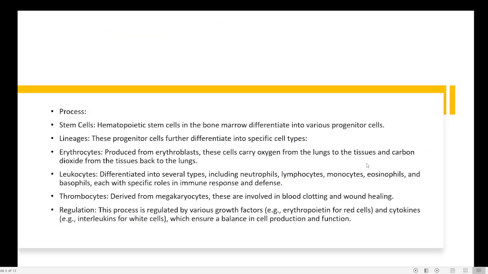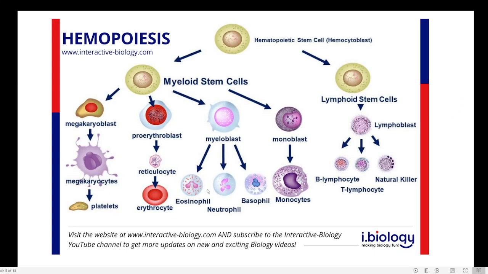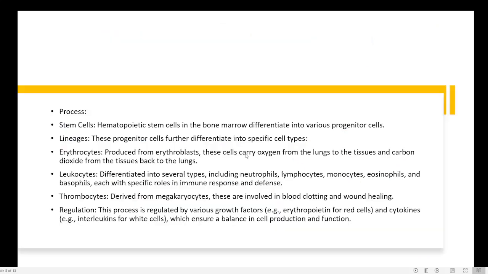And these carry oxygen from lungs to tissue and carbon dioxide back. That is the main function of RBC or erythrocyte. Second is leukocyte. They are differentiated into several types, including neutrophil, lymphocyte, monocyte, eosinophil. So this is the case of the second type, that is the myeloid stem cell can differentiate into myeloblast or monoblast. So these are all progenitor cells. So this is the stem cell. From the stem cells we are developing progenitor cells. That is the second stage.